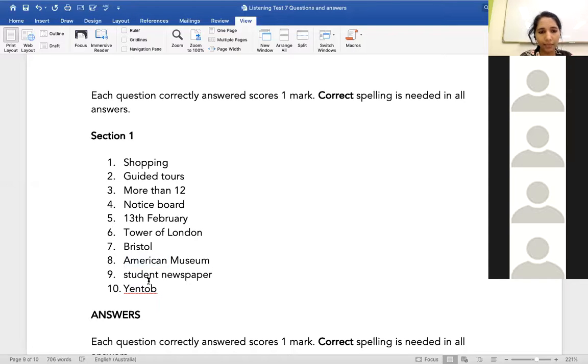Yes. Next one is student newspaper. And question 10 is Yentob. If I write just newspaper, is it still fine for 9? No. Student newspaper.